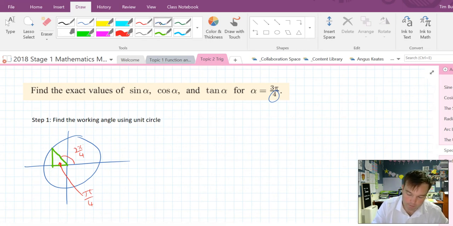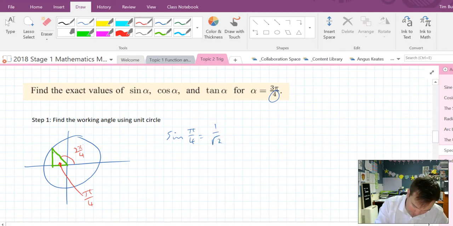So from above, we should know that sine of pi on 4 is equal to 1 on root 2. And that works out well here, because we can imagine that bit there, from there to there, being 1 on root 2.